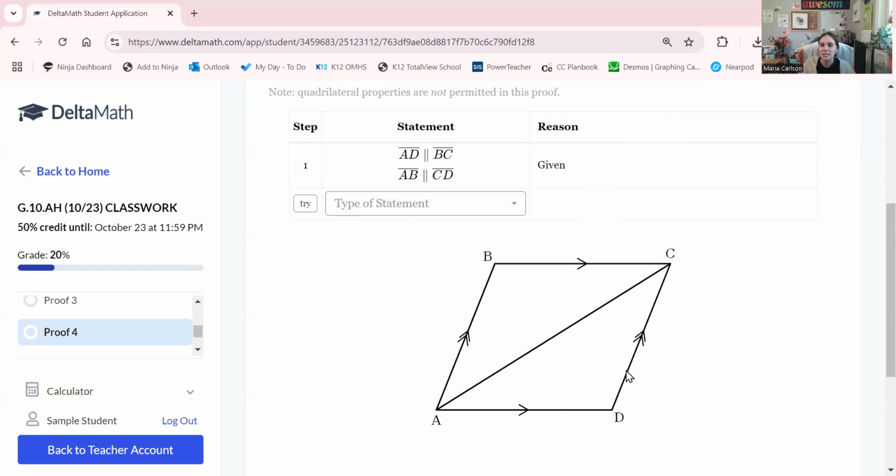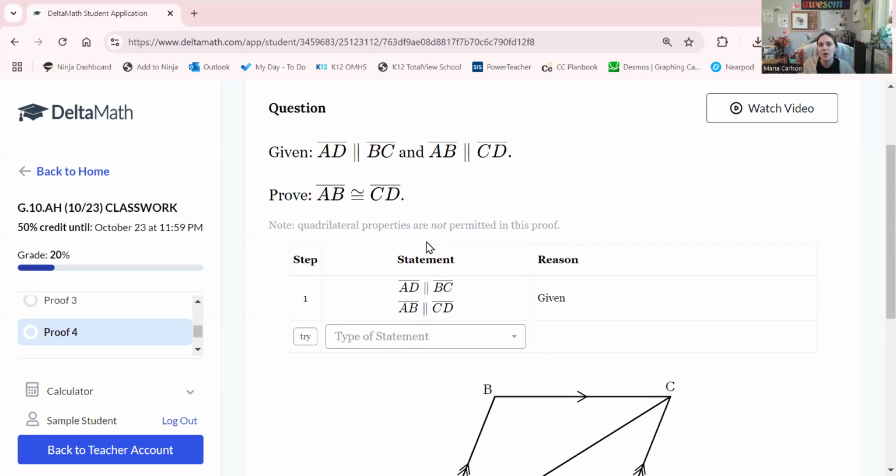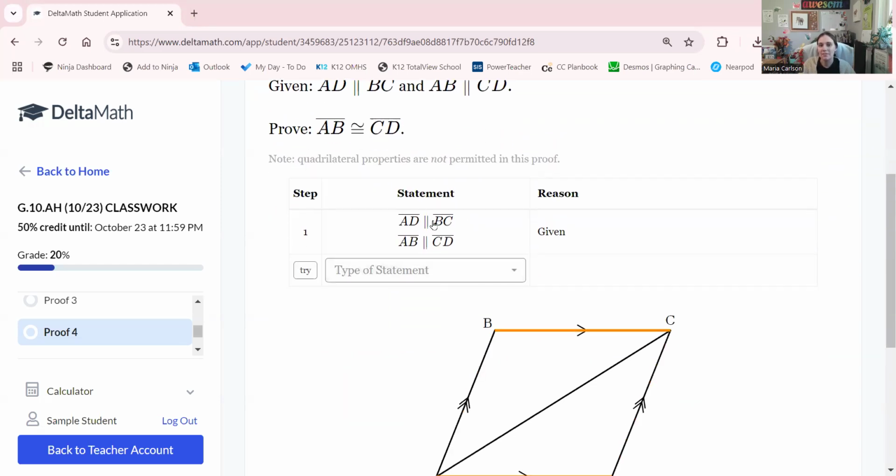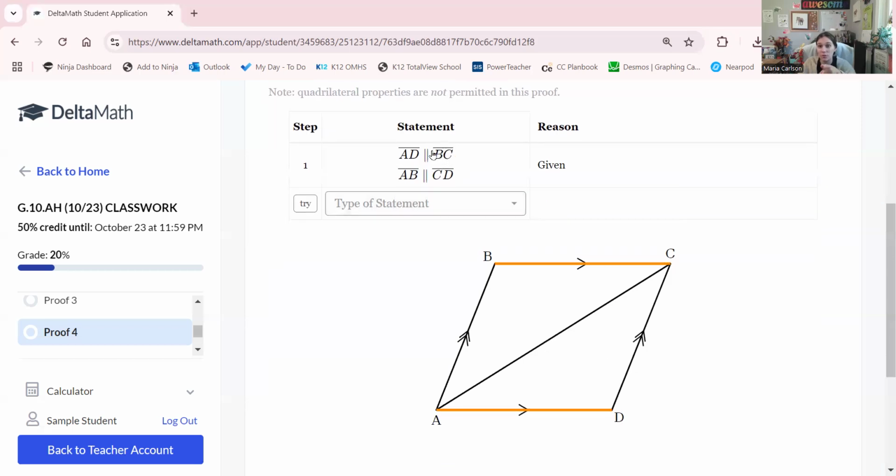So let's think about this here. We have these parallel sides, and notice if you hover over these in the delta, AD and BC are parallel. Those are the two orange ones here. And if you switch to AB and CD, those are the ones we want to prove are congruent. So how can we get there?